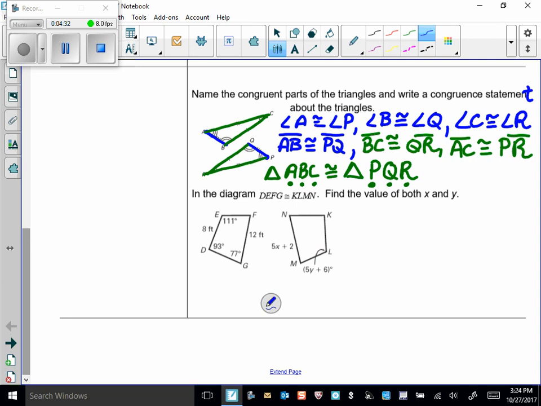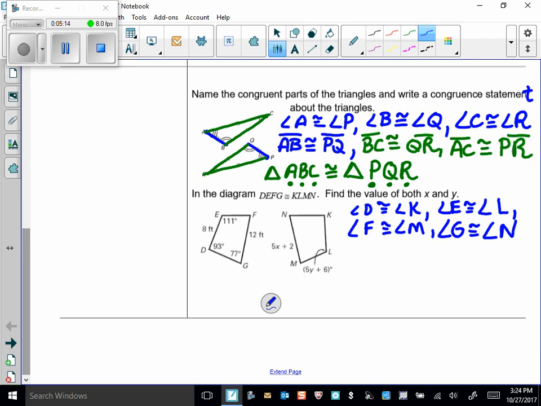In the diagram, polygon DEFG is congruent to KLMN. So find the value of both x and y. If you need to, go ahead and pause right here and write down all the corresponding parts. So for instance, I know that angle D is congruent to angle K. I know that angle E is congruent to angle L. I know that angle F is congruent to angle M, and I know that angle G is congruent to angle N. And you can also do this for the sides if you need to till you get comfortable.